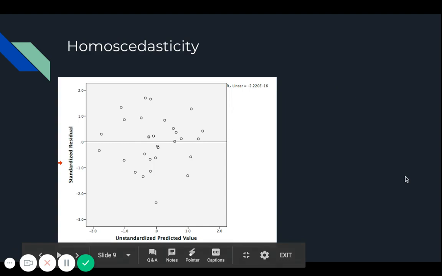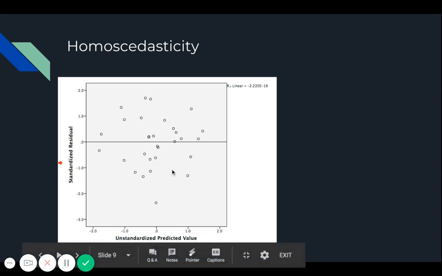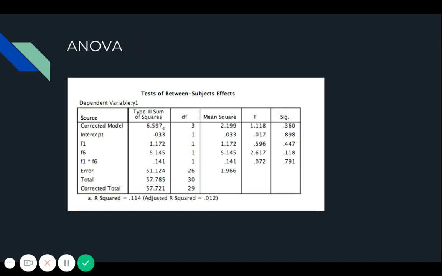So homoscedasticity, we are testing the assumption that there's no significant deviations of our residuals. So by looking at this plot, we want our residuals to be constant for all values of x. There are a few points here that seem to be an issue, like over here. But overall, I would say that our residuals are constant across the unstandardized predicted value. So I would conclude that we do have homoscedasticity and that this assumption is met.